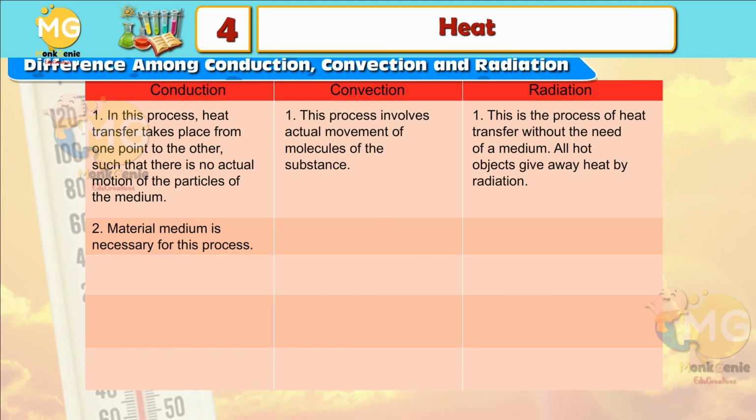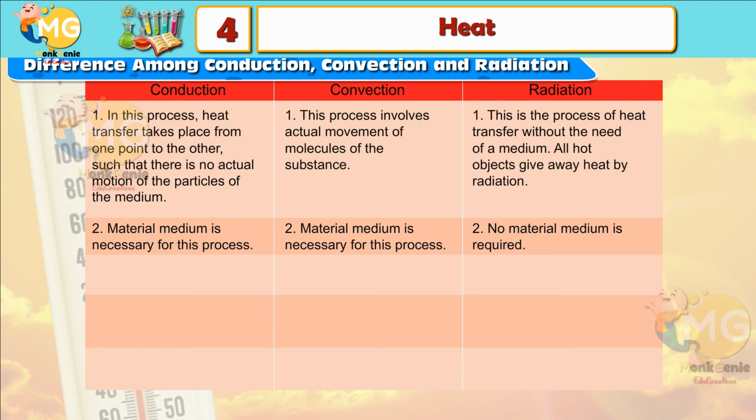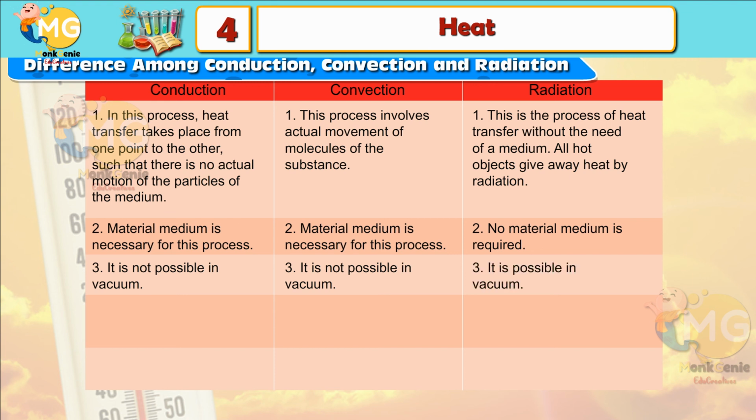In conduction, material medium is necessary for this process. In convection, material medium is necessary for this process. In radiation, no material medium is required. Conduction is not possible in vacuum. Convection is not possible in vacuum. Radiation is possible in vacuum.